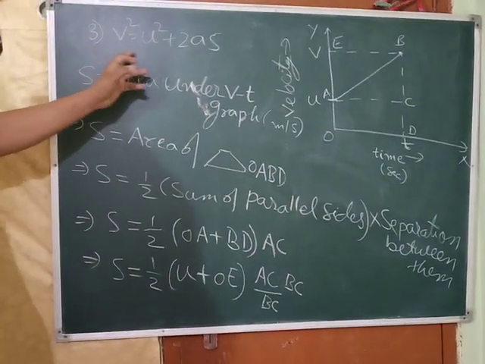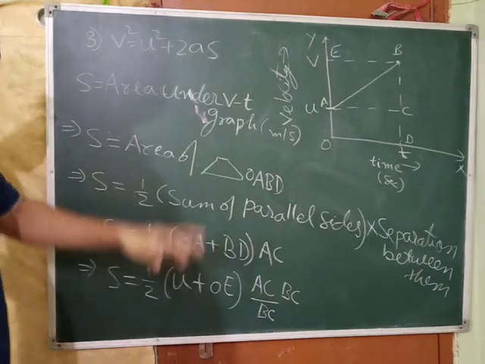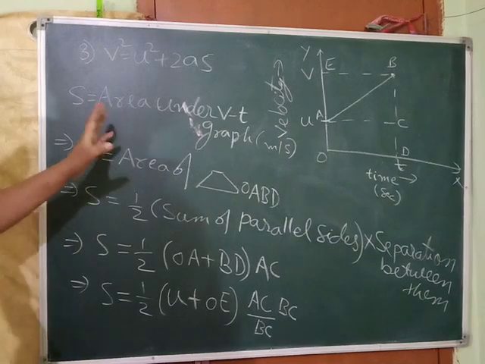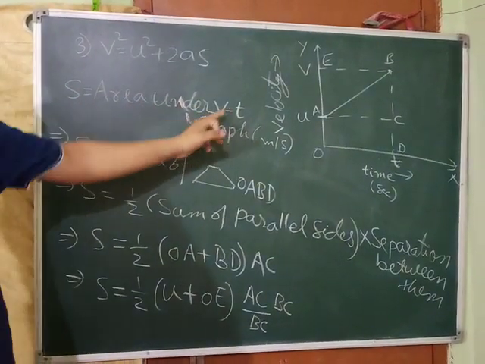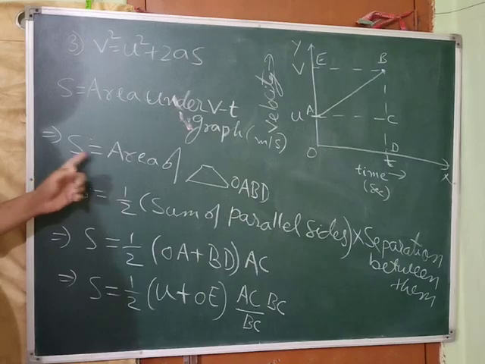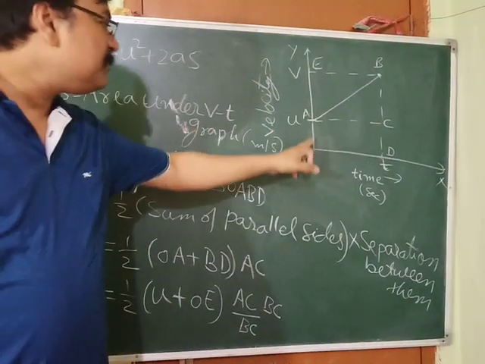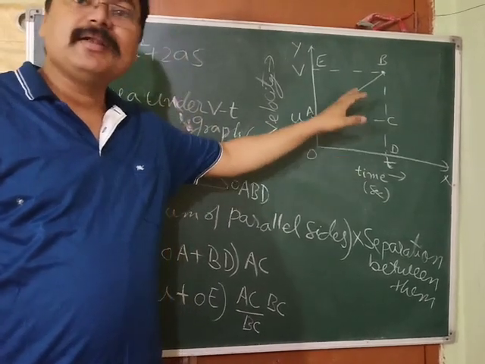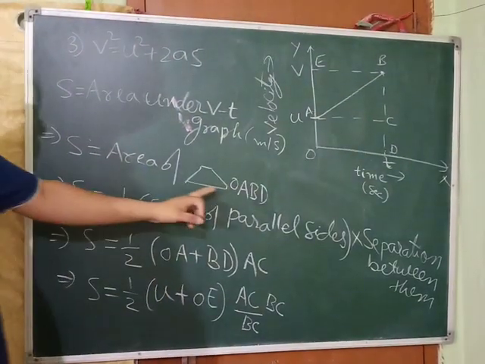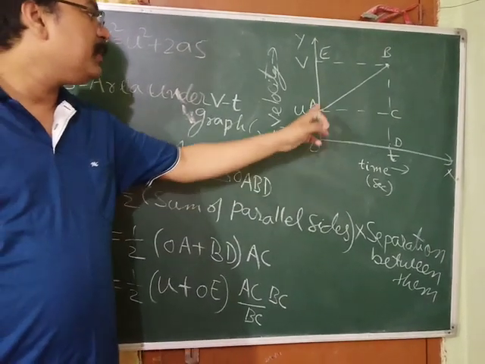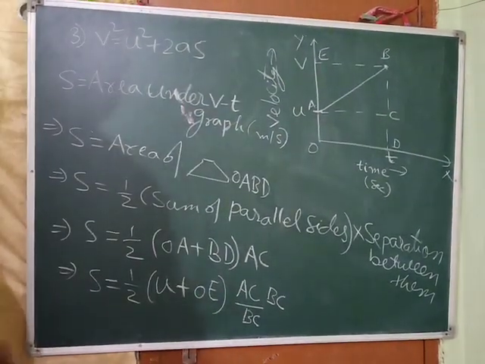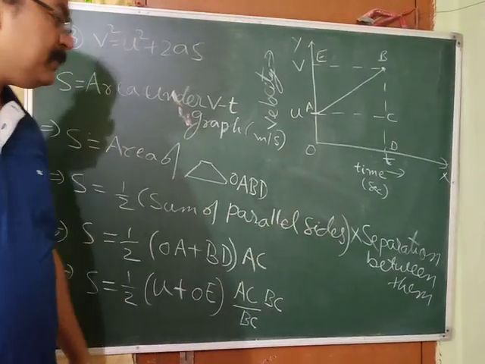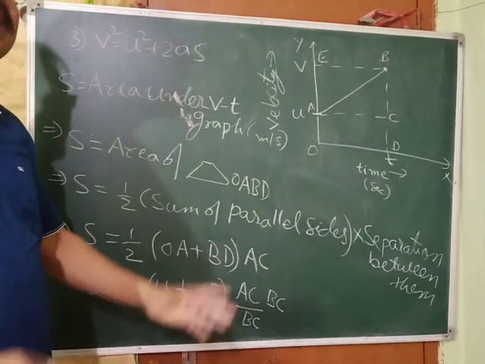Now we are going to derive the next one, that is the third equation of motion. That is V square is equal to U square plus 2AS. How to do this? Again we will use the same concept. Displacement is equal to area under the velocity-time graph. So S is equal to the area of, see this is a trapezium. Only these two sides are parallel. These two sides are not parallel. So it is a trapezium. So area of trapezium OABD. Now what is the formula for the area of a trapezium? Half into sum of parallel sides into separation between them, or altitude, you say.